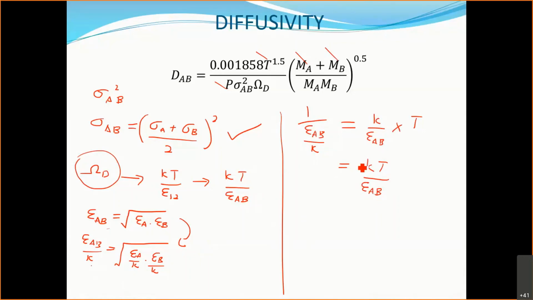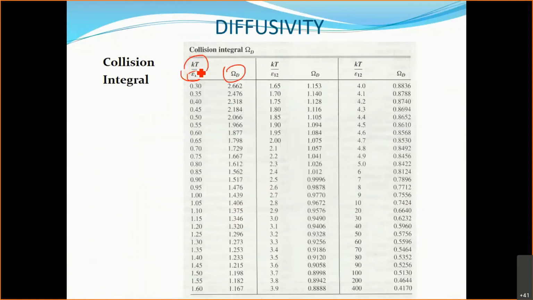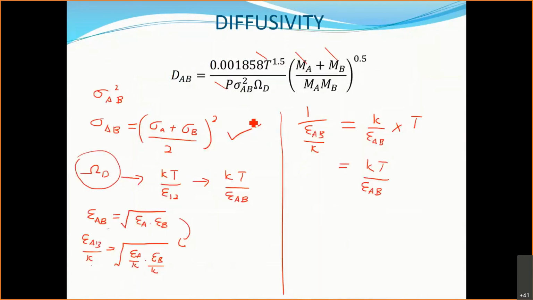And once I have gotten this value, I can just use interpolation to find the exact value of my omega D. Once I have gotten the value of omega D, it's just a matter of substituting into the equation, and then you'll get the value of DAB.